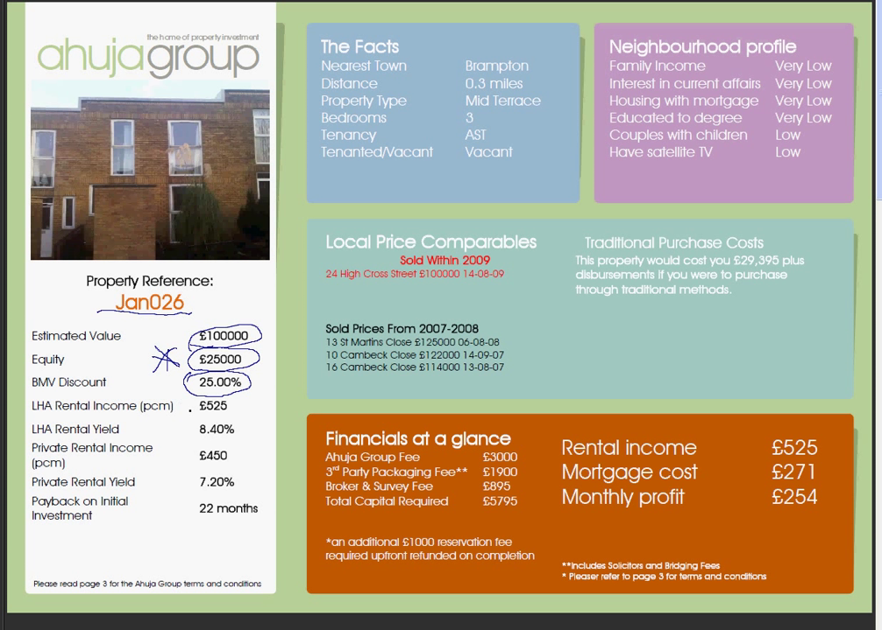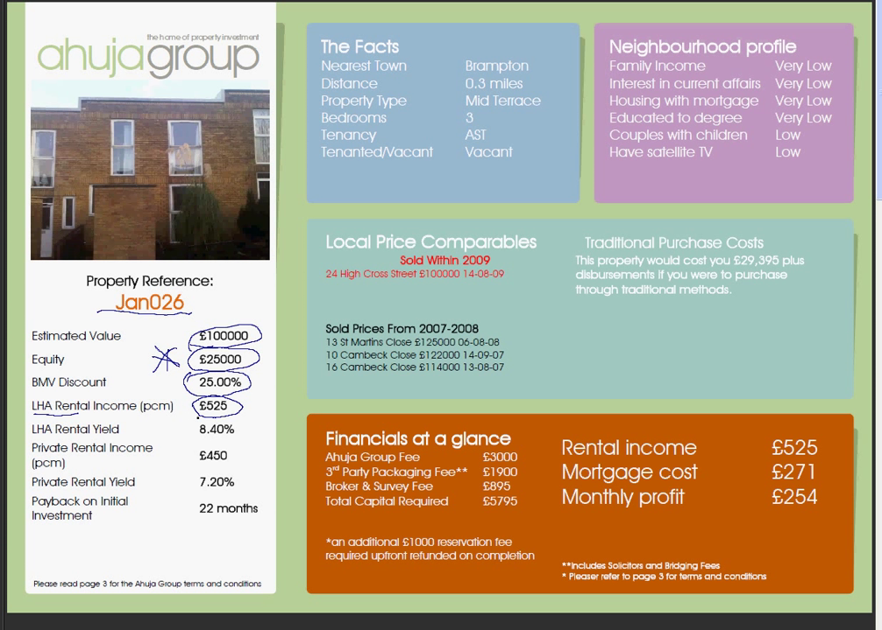And then here we've got what is called the LHA rental income. Now LHA is the local housing allowance, and that's an official governmental stat, which is what the government pays for someone who's in receipt of housing benefit. They'll pay 525 on a property like this one if you were to rent it to someone who is unemployed.